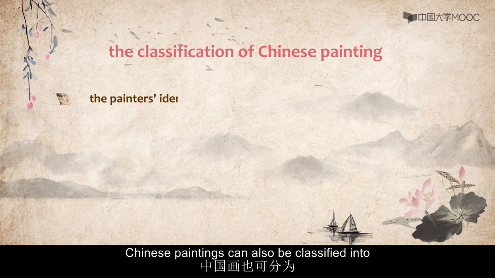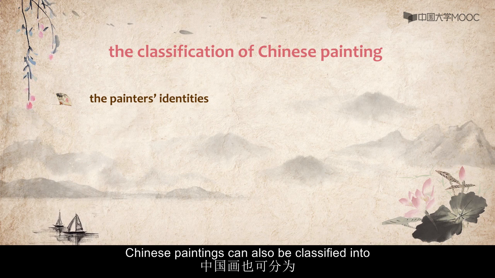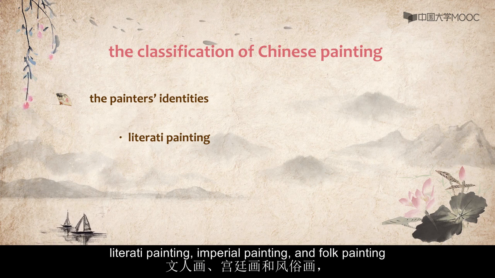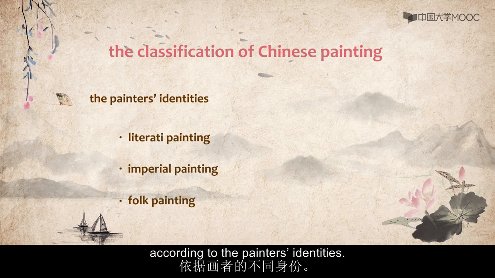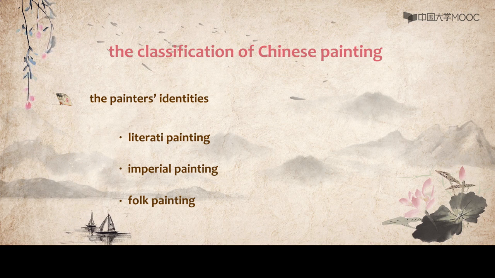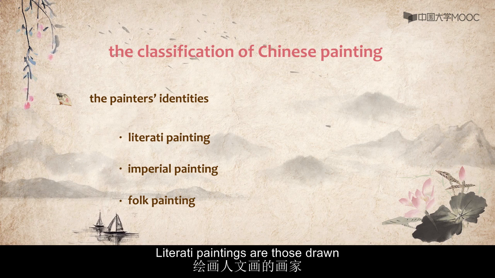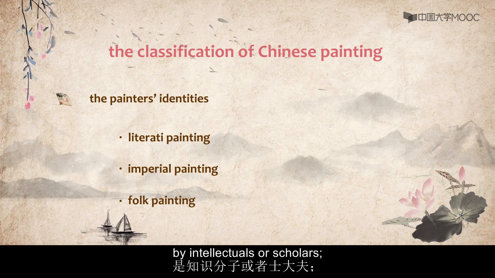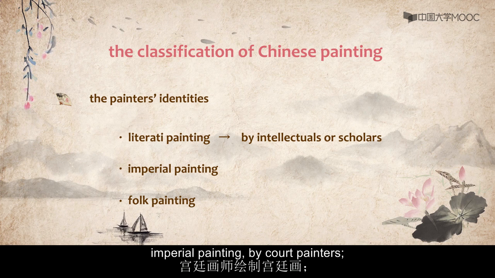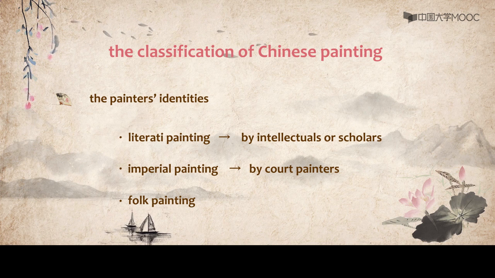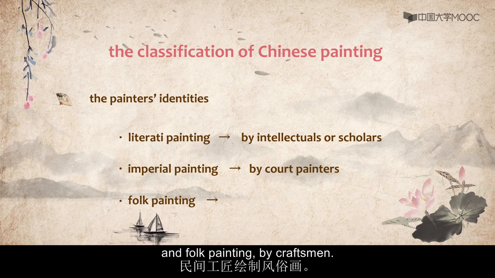Chinese painting can also be classified into literati painting, imperial painting, and folk painting, according to the painter's identities. Literati paintings are those drawn by intellectuals or scholars, imperial painting by court painters, and folk painting by craftsmen.